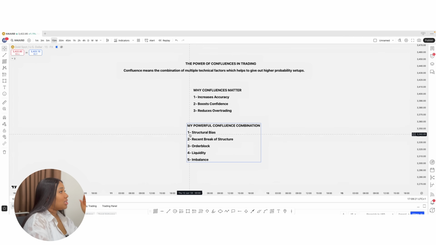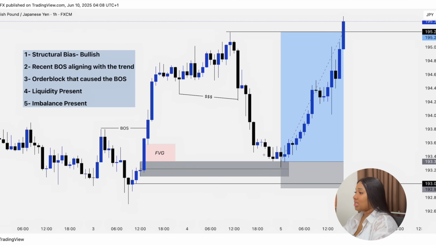So I'm going to show you guys a few examples of trades I took that dished out massive funds for me and how all these things were present before I decided to take that trade. So this is a beautiful setup that dished out full TP for me. You can see how beautiful this setup is.